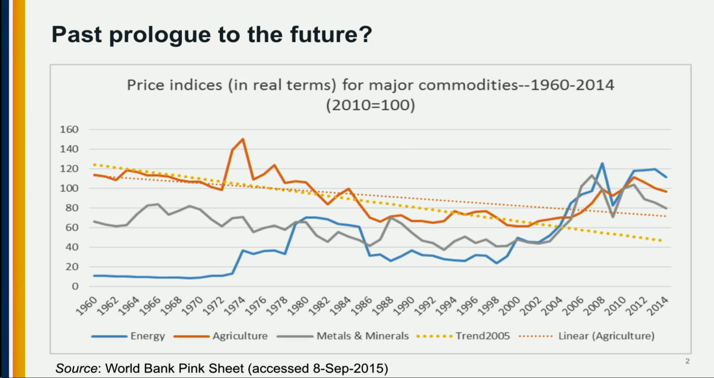These are price trends that come from the World Bank's Pink Sheet, which is available online. You have energy, which is the blue line, metals and minerals, the gray line, and the red line represents agriculture. And I have two trend lines in there. The orange one is the one that Excel calculates between 1960 and 2014. And the yellow one is the trend line for agricultural prices if you stopped in 2005. All right, it's called Trend 2005.